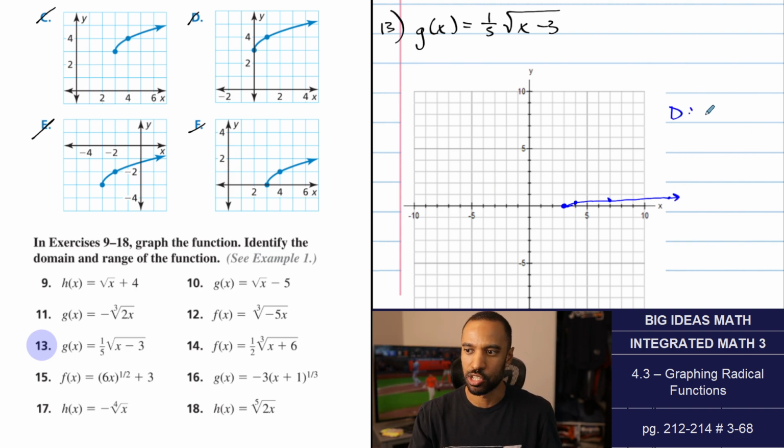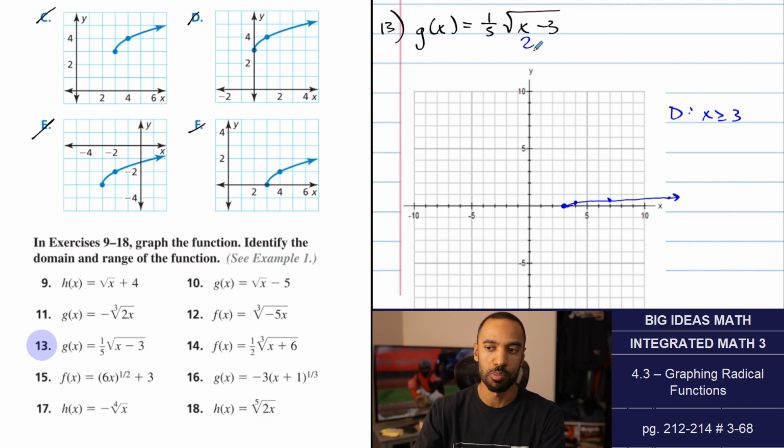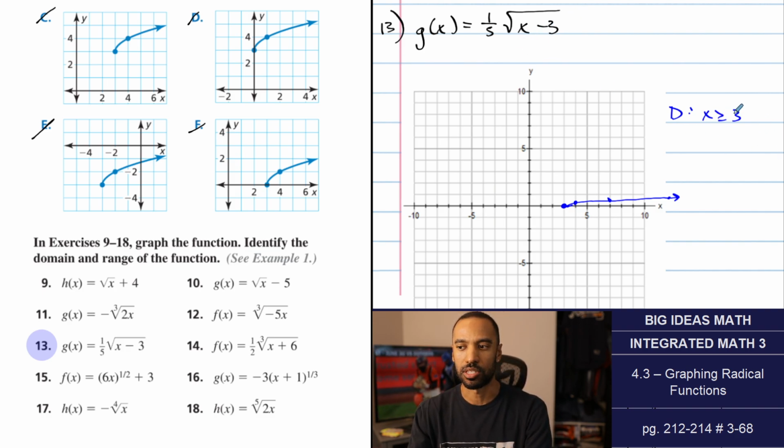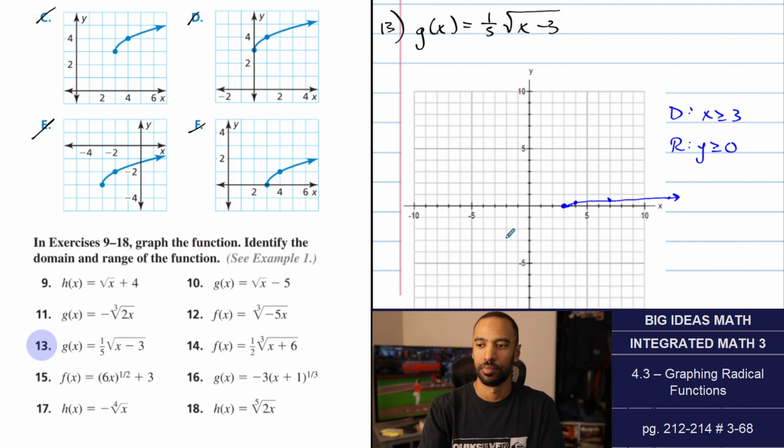Your domain is x is greater than or equal to 3 this time. Think about it. If I substitute 3 in here, 3 minus 3 is 0. That's the smallest number I can plug in. If I plug in 2, 2 minus 3 is -1. I can't take the square root of -1. That's too small of an x value to plug in here. So that makes sense for our domain, and that makes sense why we're 3 units to the right. Range is y is greater than or equal to 0. We're still above, on the y-axis, on the x-axis or above.